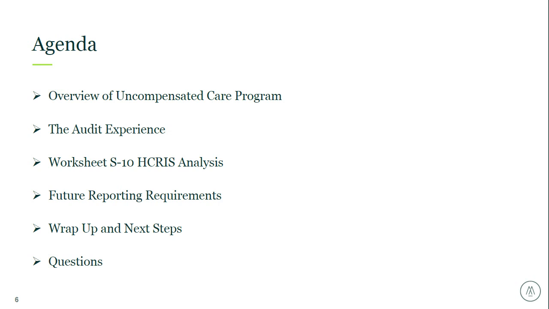From there, we'll pivot to future reporting requirements. In the 2020 Federal Register, under the Paperwork Reduction Act notice, CMS proposed a whole host of changes to cost reporting and cost report instructions. And we're not planning to go into all of the changes, but we will focus on those impacting DSH and S-10.